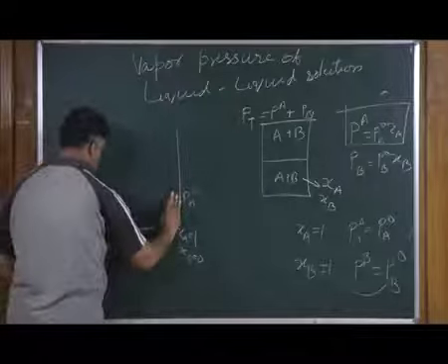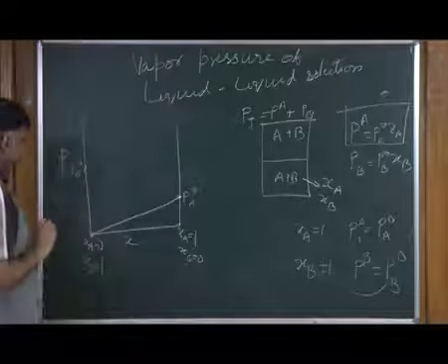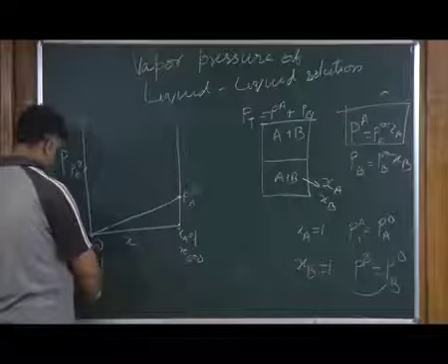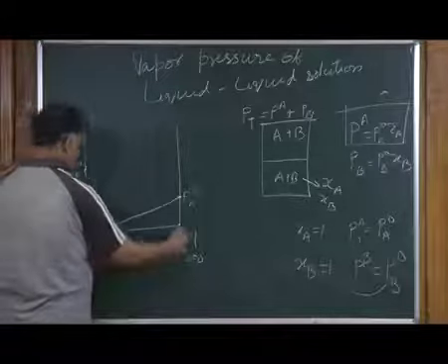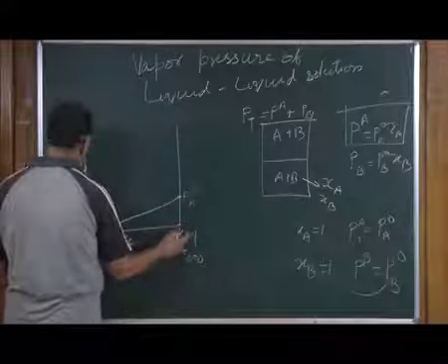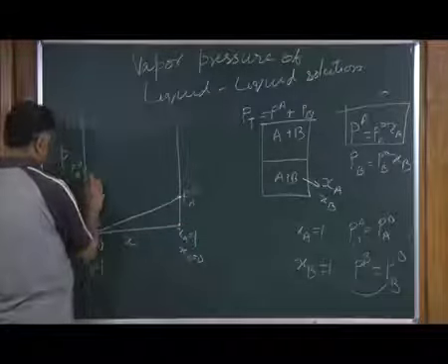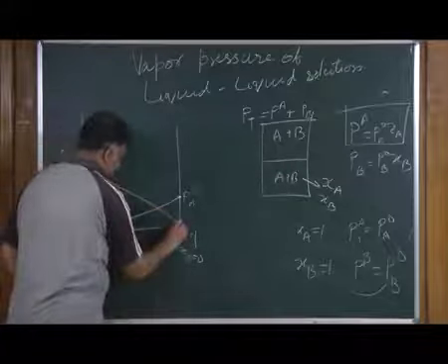Sorry, this is going to make a straight line. And the same thing for the partial pressure when we have a pure liquid B. As the concentration of B is increasing, the partial pressure of B also will increase, and we get this straight line.